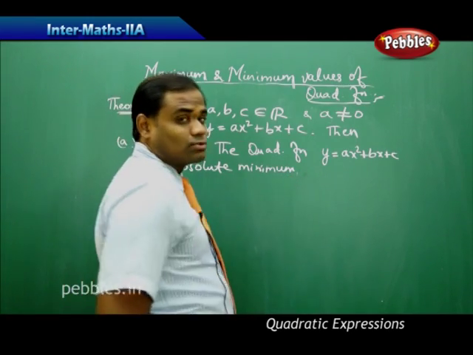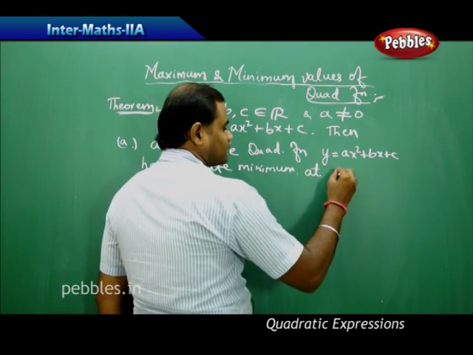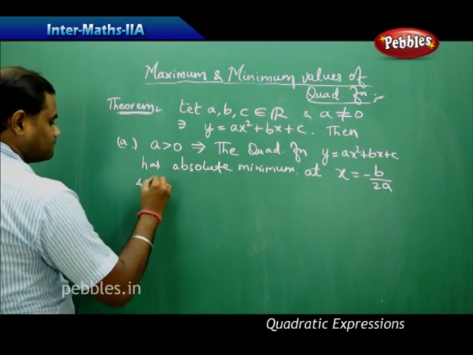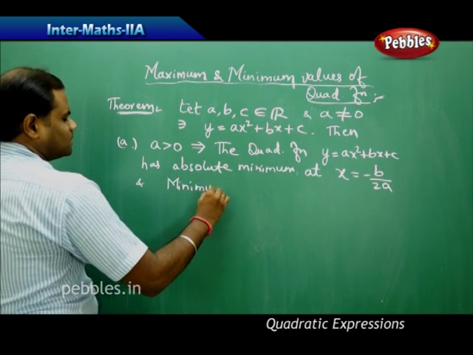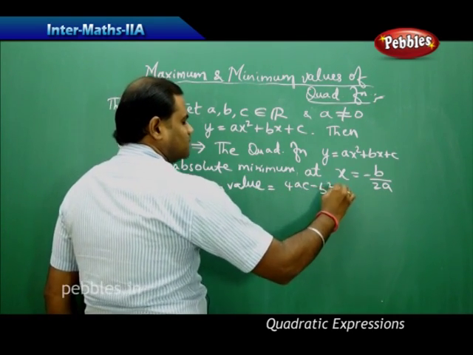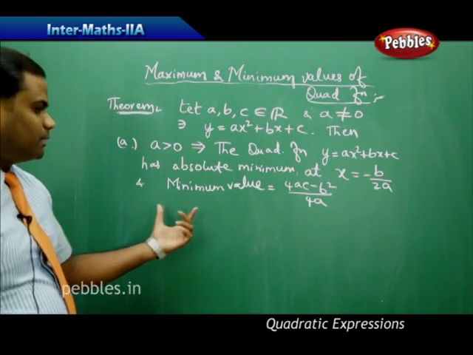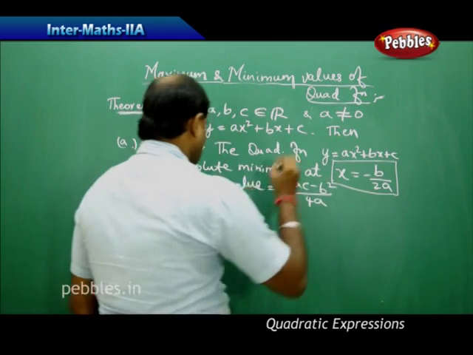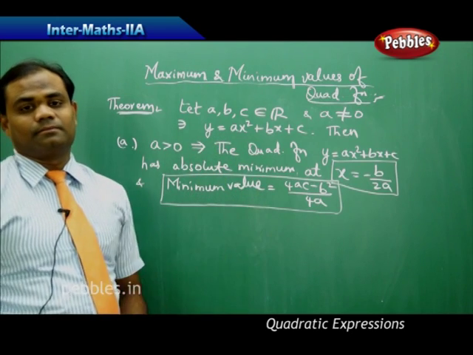And not only that, to add a further property, we need to prove that it has the absolute minimum at x equals minus b by 2a, and I have to prove that my minimum value is nothing but 4ac minus b squared by 4a. So I need to prove that my minimum value is this, and it is minimum at x equals minus b by 2a. These are the two things which I need to prove in part A of the theorem.